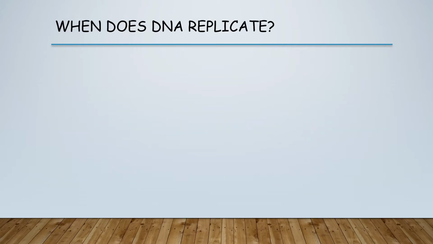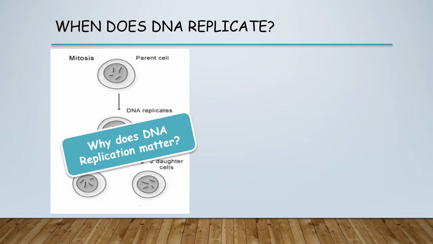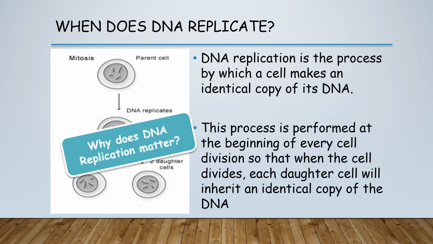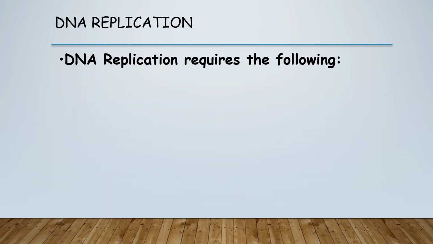We touched upon DNA replication within National 5 Biology last year in the process of mitosis. So we know that cells are replicated, so a parent cell becomes two daughter cells. And why is DNA replication important? Because that is the process that creates an identical copy of its DNA. So this happens before the cell splits, making sure that each daughter cell will inherit an identical copy of the DNA. So each and every single one of your cells will have a full complement of your chromosomes after each cell division.